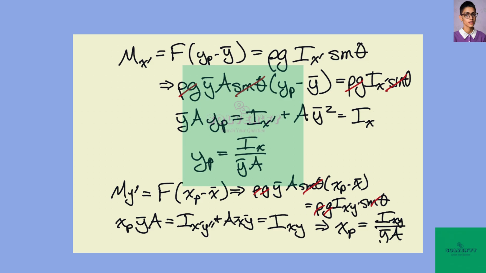times the cross area moment about the centroid between x and y, plus A times y bar x bar, right? And if we look ahead in the book, this is now just the cross moment about the xy axis that was defined at the surface of the water, and so the x position of the center of pressure is Ixy all over y bar times A.